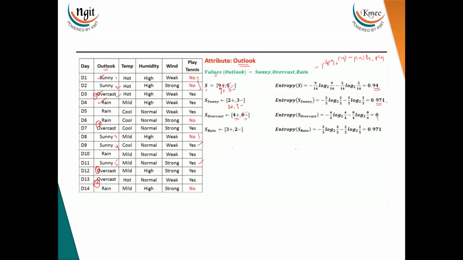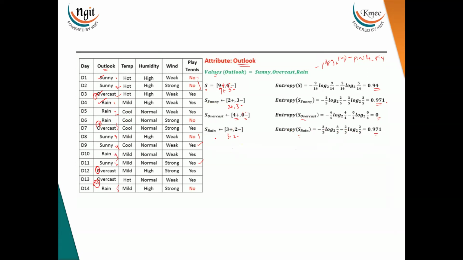So when one thing is 0, automatically it is going to get as 0. So the entropy of overcast is 0. Next one is rain. In rain, we have 1, 2, 3, 4, 5, total 5 values, and in this we have 3 yes and 2 no. That's why I have written here 3 plus and 2 minus. That is minus 3 divided by 5 log base 2 of 3 by 5, minus 2 by 5 log base 2 of 2 by 5. So the value is 0.971.